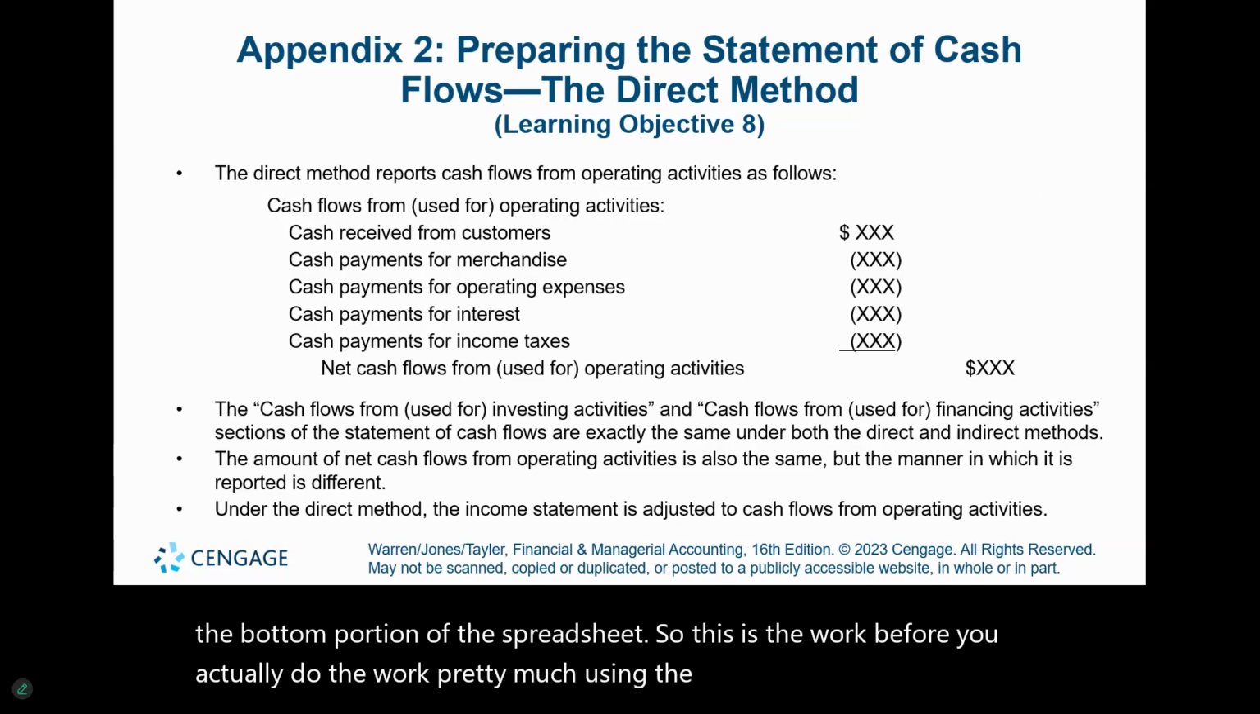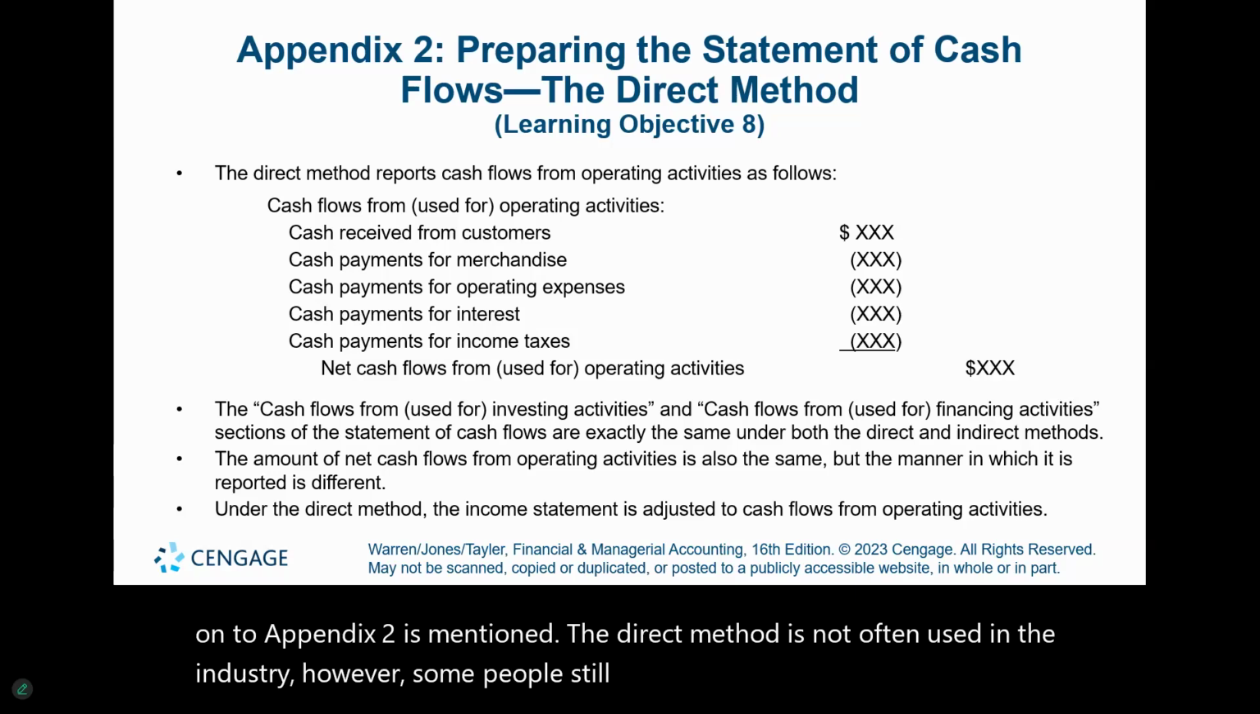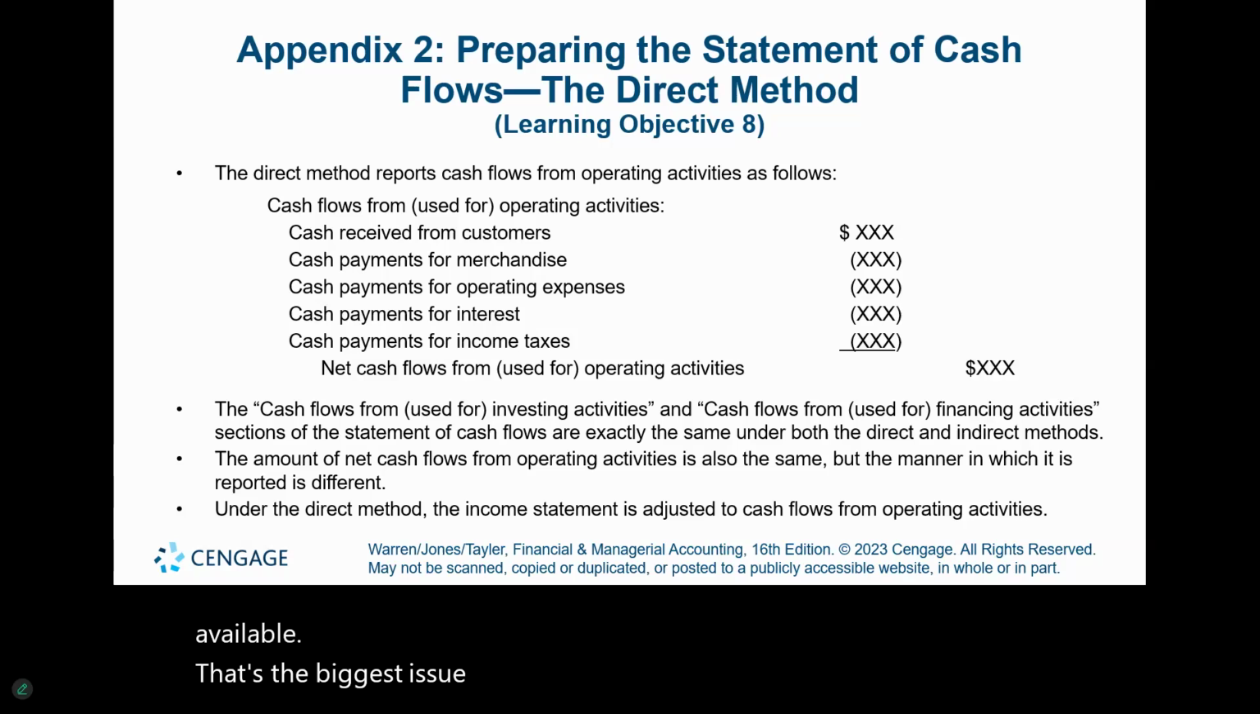So now we move on to Appendix 2. As mentioned, the direct method is not often used in the industry. However, some people still do use it. The biggest disadvantage, as we mentioned earlier, is that it's not always available. That's the biggest issue. But it can still be used.